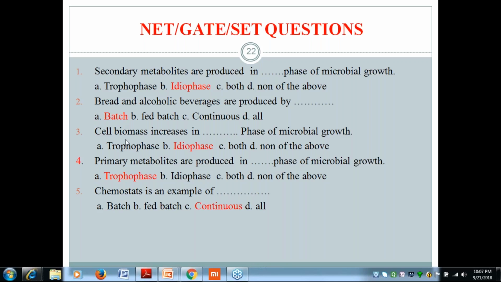Cell biomass increases in which phase of microbial growth? From the graph we can say that cell biomass increases in idiophase of microbial growth. Primary metabolites are produced in which phase? In trophophase, primary metabolites are produced. Now, chemostat is an example of which fermentation process? Chemostat is an example of continuous fermentation process.